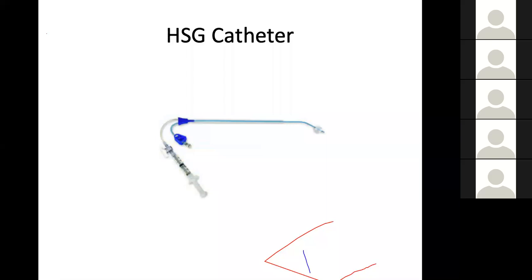Another set of catheters are known as the HSG catheters, used for hysterosalpingography. These are short catheters, double lumen catheters. They have a balloon at the distal tip. These are about 15 to 20 centimeters long. So once you have positioned them into the endometrium with the help of a guide wire, we can inflate the balloon, and we can also inject contrast through it.